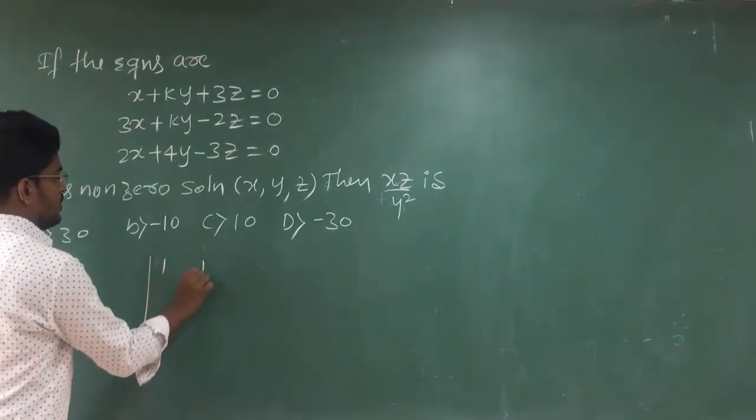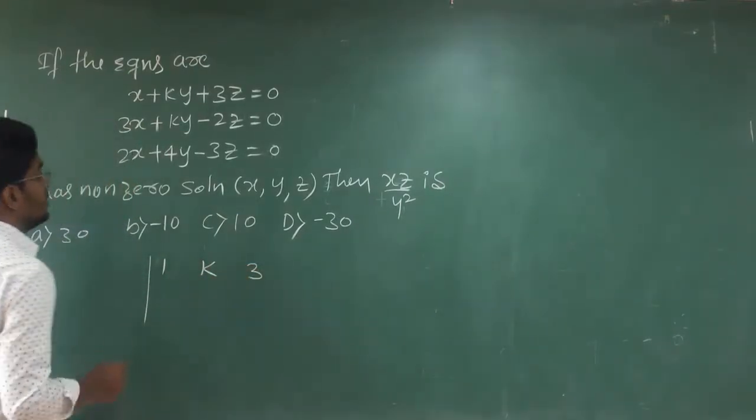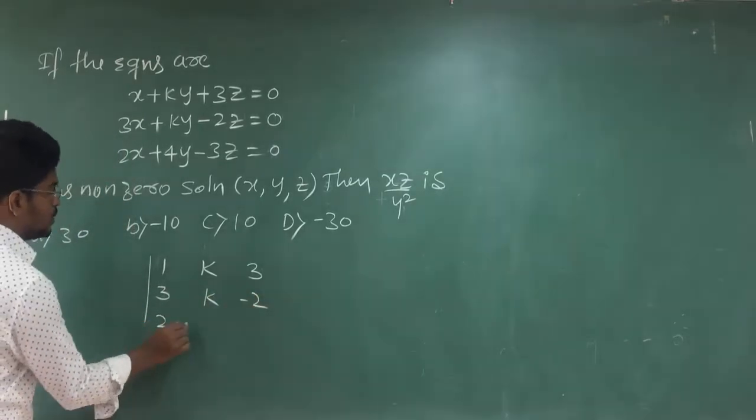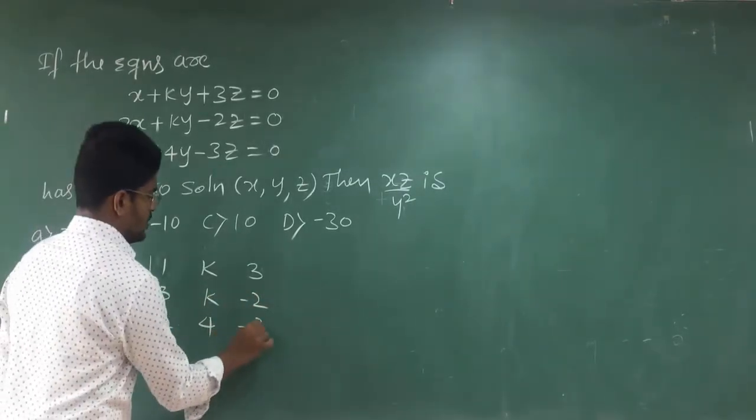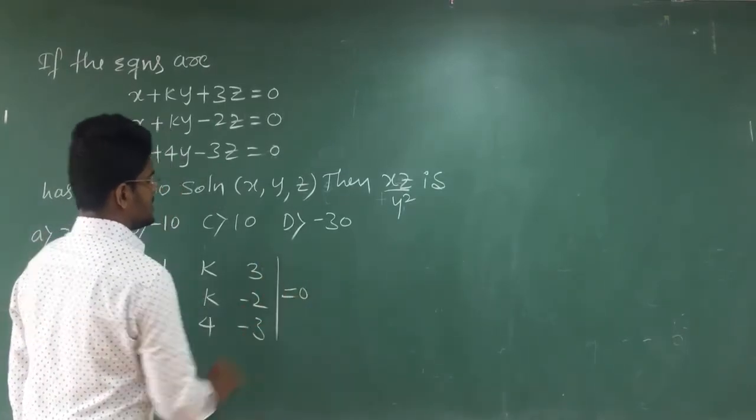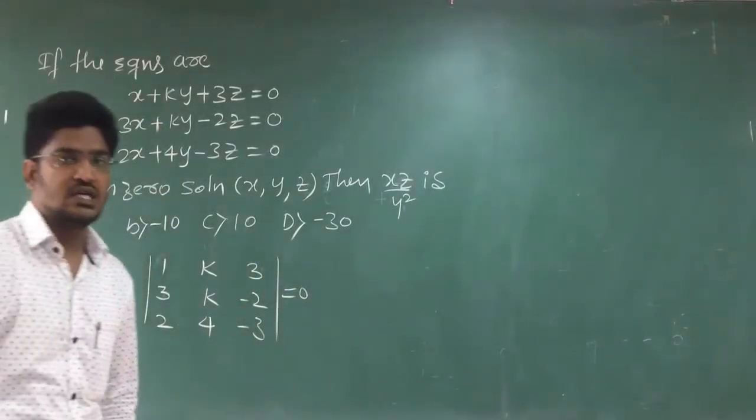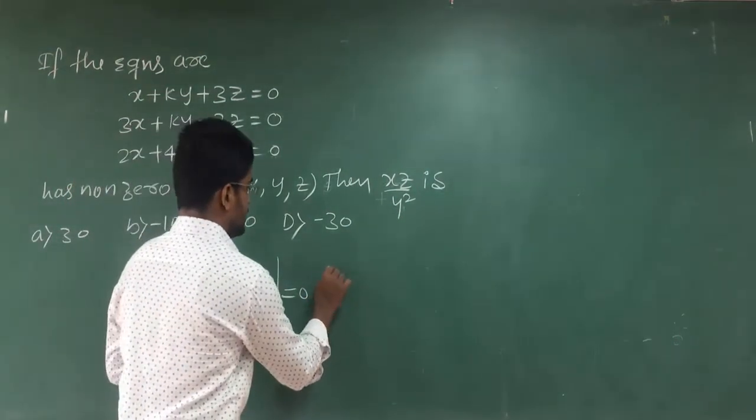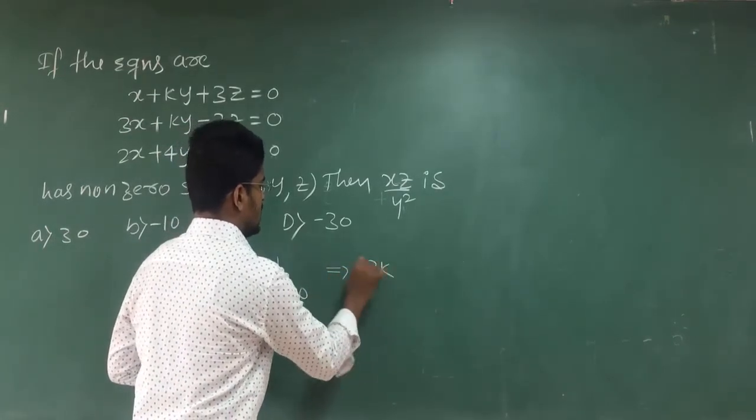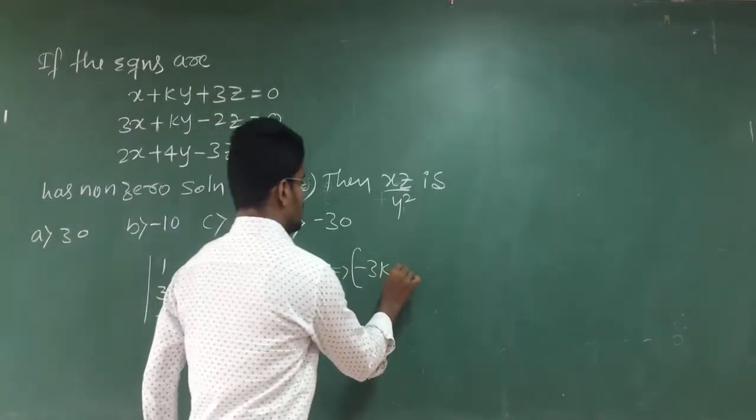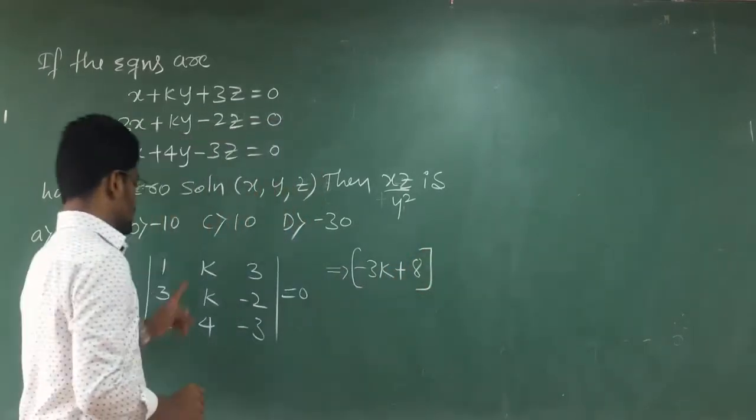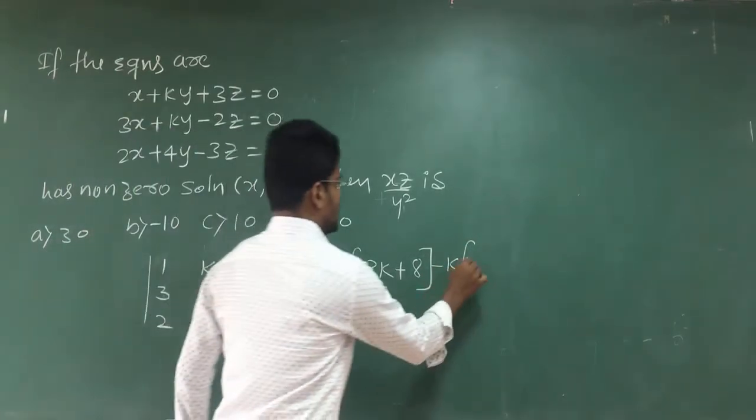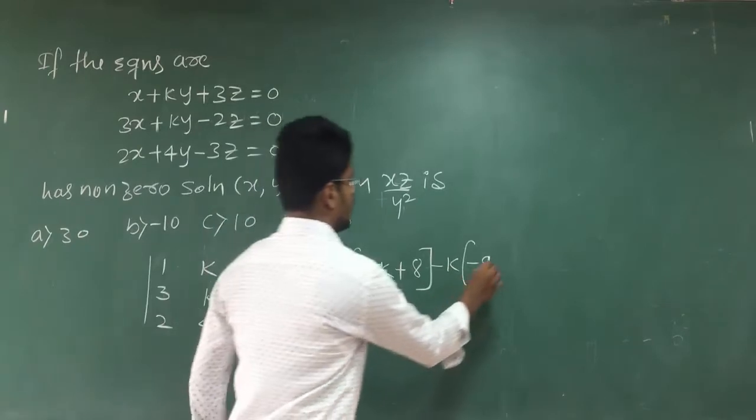So the determinant is 1, k, 3, 3, k, minus 2, 2, 4 and minus 3. I will make it equal to 0 and I will find the k term. Clear? So for that, 1 into k into minus 3, this implies minus 3k, plus 8. Minus k times of minus 9 plus 4.